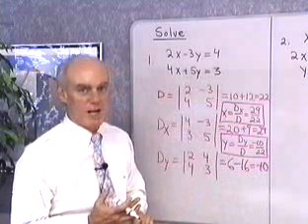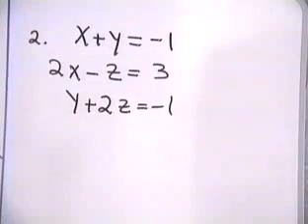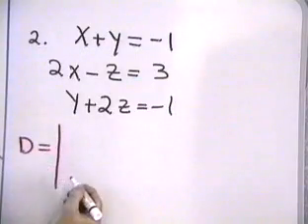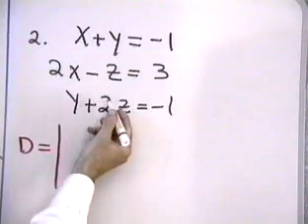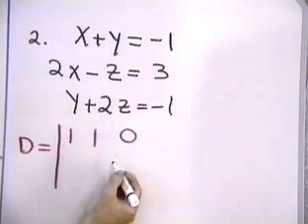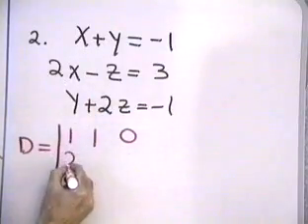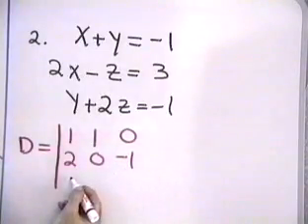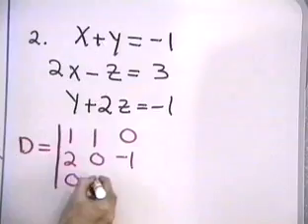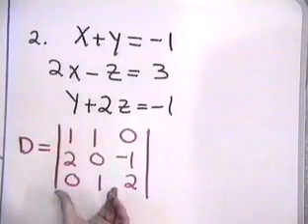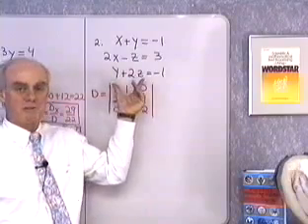Let's try Cramer's rule now with a 3-by-3 system. To use Cramer's rule here, we first form the determinant big D, and it's the determinant of the coefficients of x, y, and z now. So in my first equation, I have 1x, 1y, and 0z. In my second equation, I have 2x, 0y, and -1z. In my third equation, I have 0x, 1y, and 2z. So that's my determinant big D.